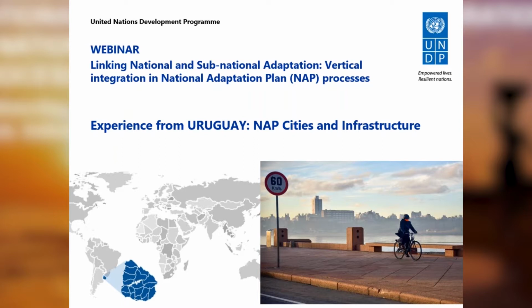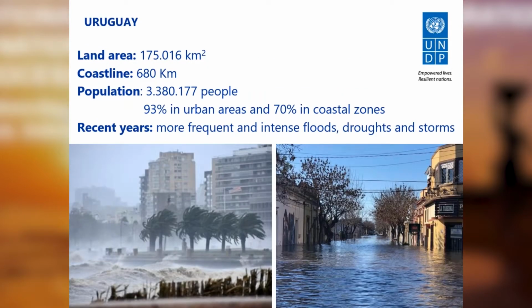As you can see in the photo, Uruguay is located in the southern corner of South America. We define ourselves as a small country relative to our neighbors, Argentina and Brazil, which have very large land areas. Uruguay has 175,000 square kilometers. We have a coastline of 680 kilometers, and our population is 3.3 million people. Most of our people, 93%, live in urban areas and 70% in the coastal zones.